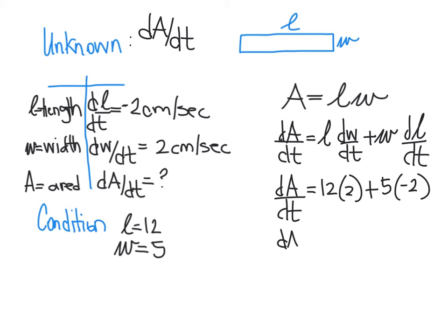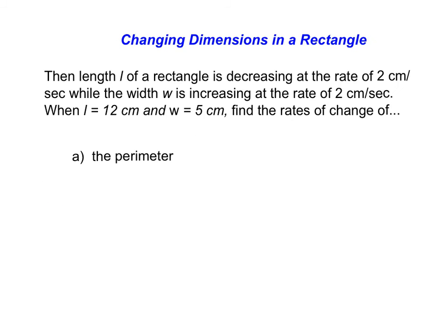So when I do that work then, I get 24 minus 10, which is 14. Now 14 what? Remember, it's change in area over time. So it's going to be centimeters squared per second. Did you get the area? Did you get the units right? Okay, now here's another one, similar problem. So notice the situation is exactly the same, but this time I want you to find the rate of change of perimeter. So stop the video and do this one on your own.